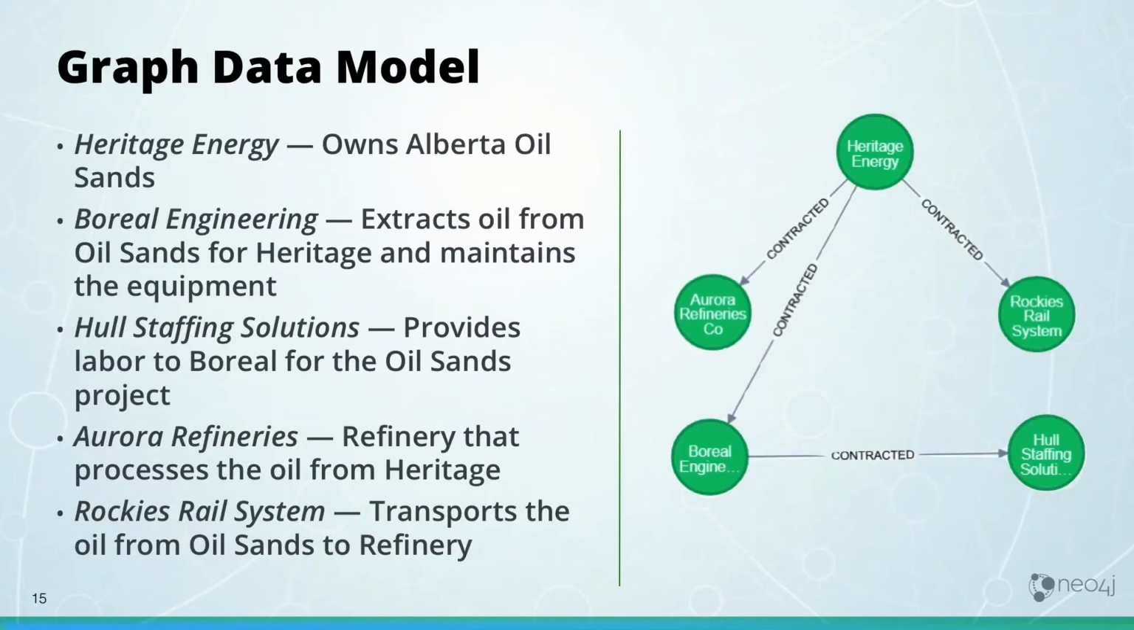So we have these relationships. As I mentioned, Heritage has contracted Aurora to refine the oil. Heritage is also contracted with Boreal to extract the oil from the oil sands. Boreal, in turn, has contracted Hull Staffing to provide some of the staff at the site. And then we have Rockies Rail, which is contracted by Heritage to move the oil from the oil sands at Heritage to the Aurora refinery.